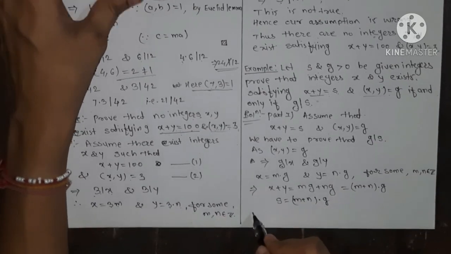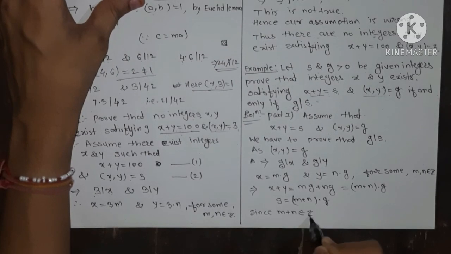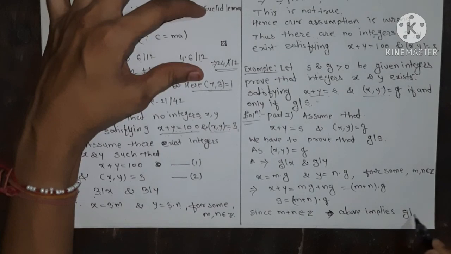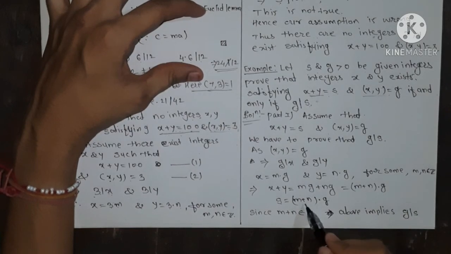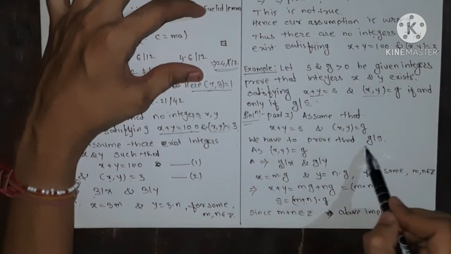So since m plus n belongs to Z, the above implies g divides s, because we write s as a multiple of g. So g divides s, and this proves the first part, that we have to prove that g divides s.